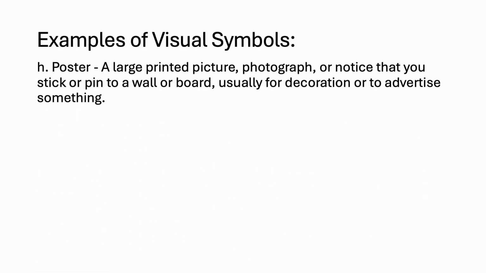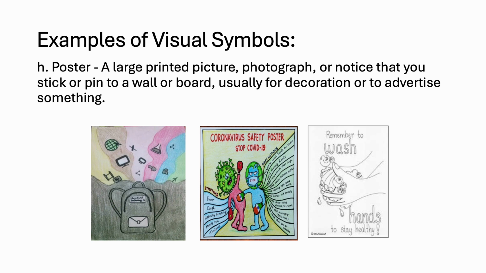We have another type of visual symbols. We have poster. So it's a large printed picture, photograph or notice that you stick or pin to a wall or board, usually for decoration or to advertise something. So this one is a good example. So a slogan could be an example of poster, so long that it calls for something or it has to advertise something, just like what you can see here. So you have to wash hands, for example.